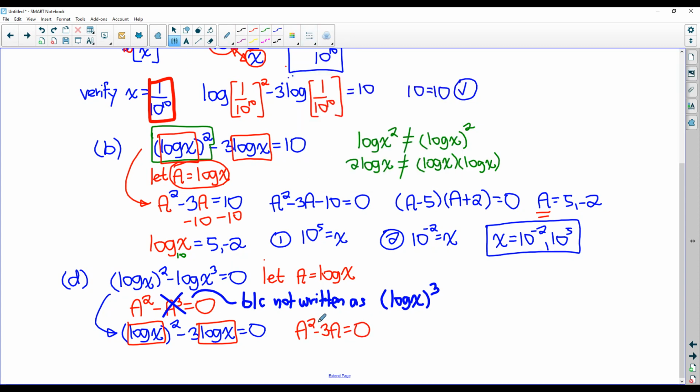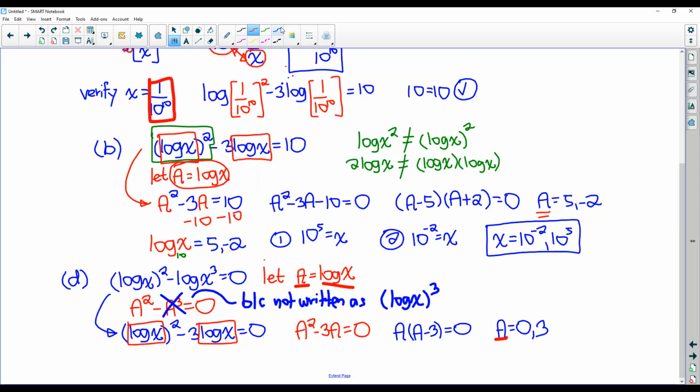Now to solve this one, we would just need to pull out a common factor, which is A, and that would leave me with A minus 3 is equal to 0. And then using the zero product rule, one solution would be A is equal to 0. One solution would be A is equal to 3. But again, we're not solving for A here. We're trying to figure out what x is. So I have to replace log of x with A.